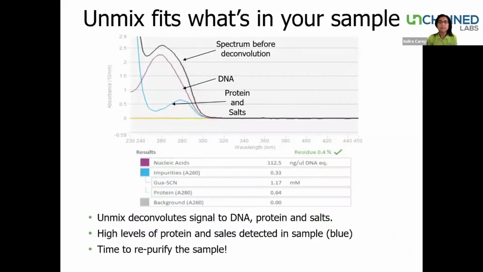Here's the result of a DNA sample analyzed with UNmix. The black line is the spectrum before deconvolution. UNmix identifies excess protein and salts, and that's shown by the blue line here. In the results table, the salt present is identified as guanidine thiocyanate. This sample would have to be repurified before using it in a downstream application.